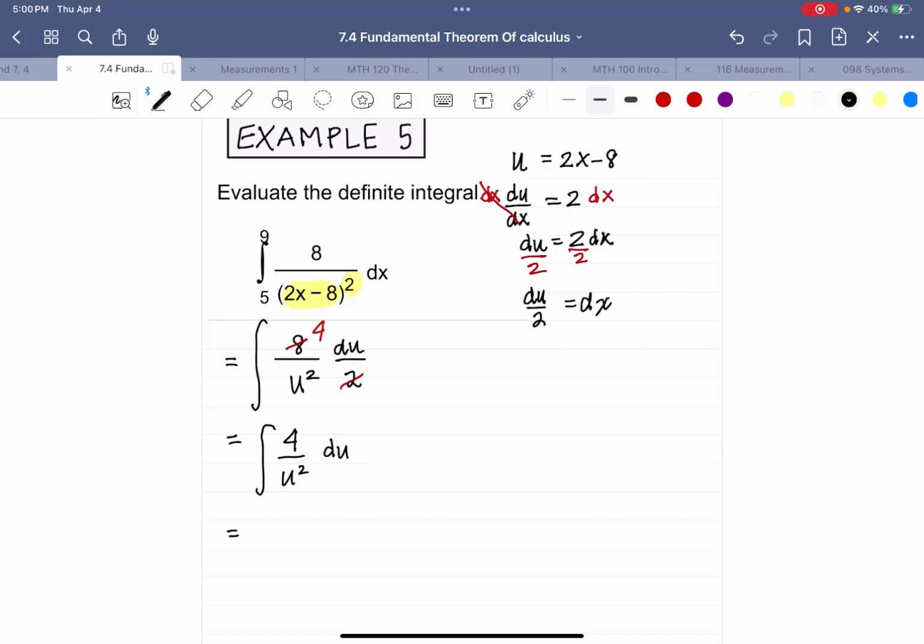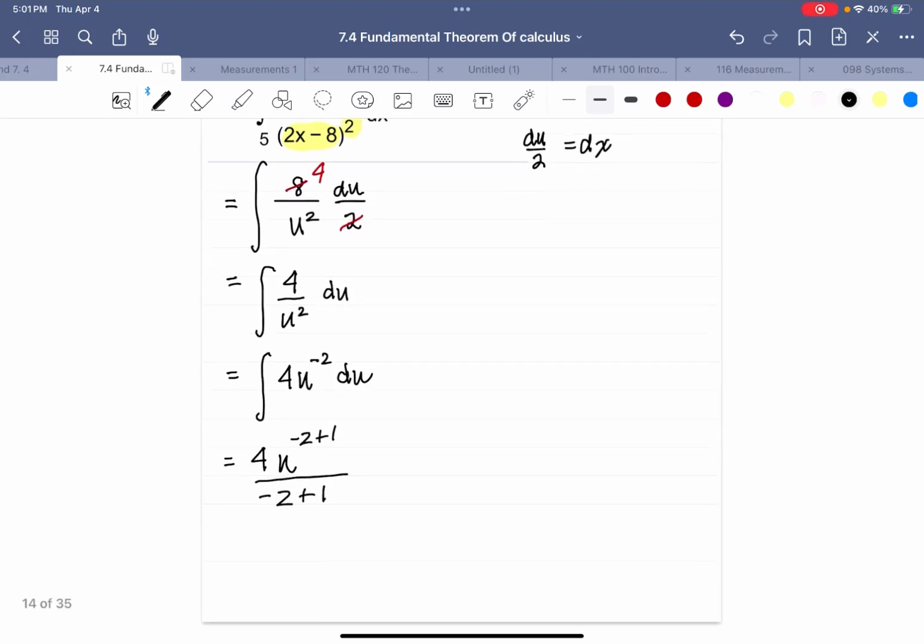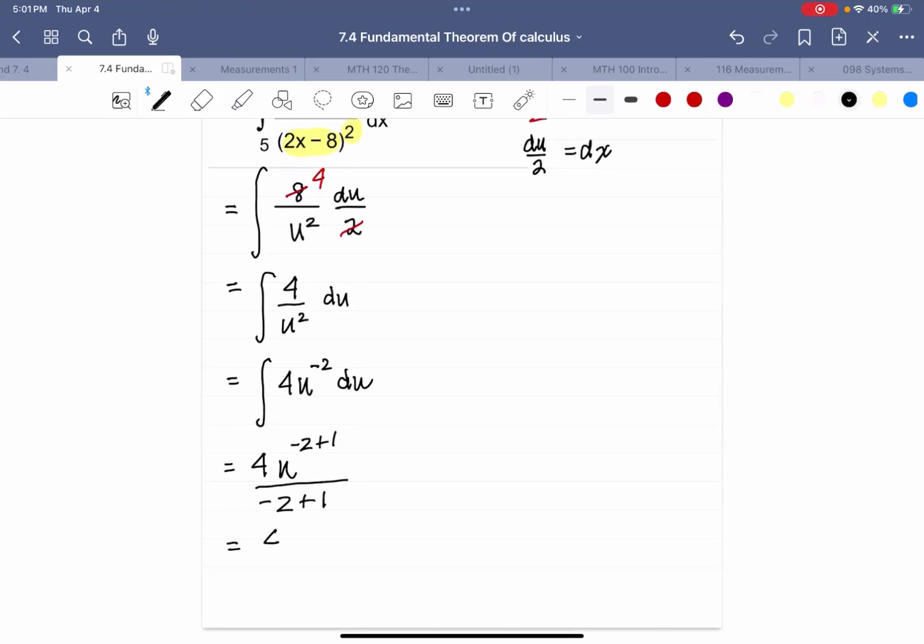And if I write that with a negative exponent, 4 u to the negative 2 du, I can easily use the exponent rule now, all right? So the integral is going to be 4 u to the negative 2 plus 1 divided by negative 2 plus 1. No plus c because we're going back to the definite integral. So that's 4 u to the negative 1 over negative 1. And that would be negative 4 over u to the 1.